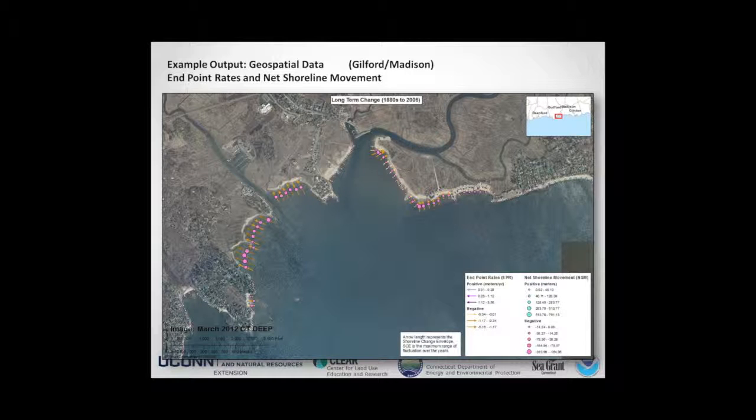Here's one more example in Guilford and Madison area, and there's been a lot of change in this section, at least along some of the marshes and coves where there's no bedrock. It's mainly just marshland that has moved in quite a bit. And again, in some areas along that, you can see there are still some homes, and if I had intermediate photos, you would see what has changed in those sections.